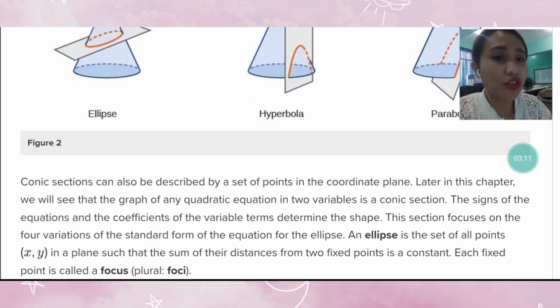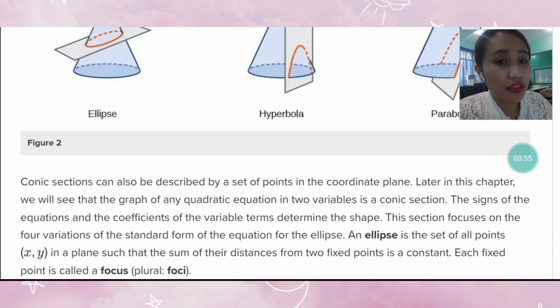Conic sections can also be described by a set of points in the coordinate plane. Later in this chapter, we will see that the graph of any quadratic equation in two variables is a conic section. The signs of the equations and the coefficients of the variable terms determine the shape. This section focuses on the four variations of the standard form of the equation for the ellipse. So take note, there are four different types of the standard form of the equation of the ellipse, depending on its location on our graph and depending on its orientation, whether it is horizontal or vertical.